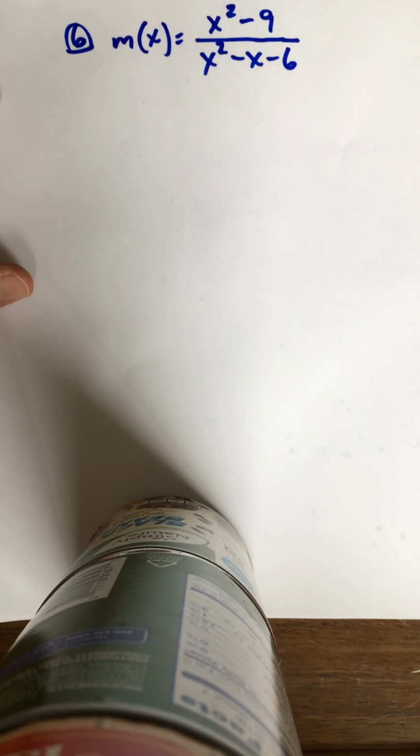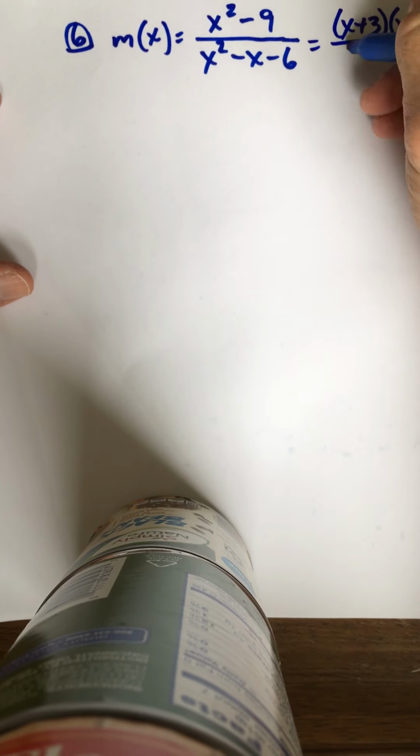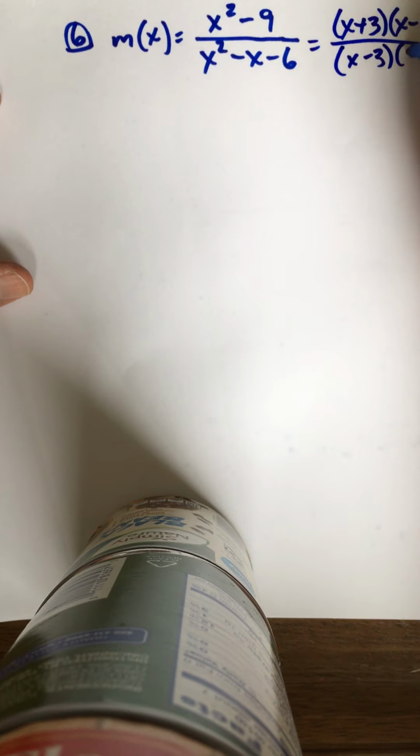All right, and here's number 6 in our final example. Remember, the first thing we always do is factor. That'd be x plus 3 and x minus 3. And this will factor to be x minus 3 and x plus 2.